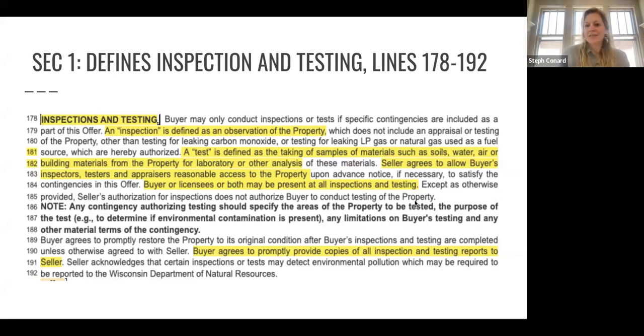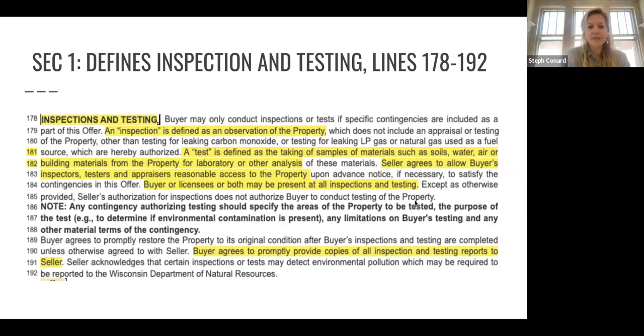And then it just again says one more time, except as otherwise provided, seller's authorization for inspections does not authorize the buyer to conduct testing of the property. So they just really want to hit it home that unless there's a testing contingency in this offer and the seller agrees to a testing contingency, the seller will authorize it if it's included. But if we're just speaking strictly to the inspection contingency in this section.